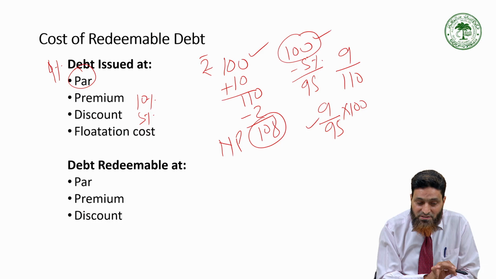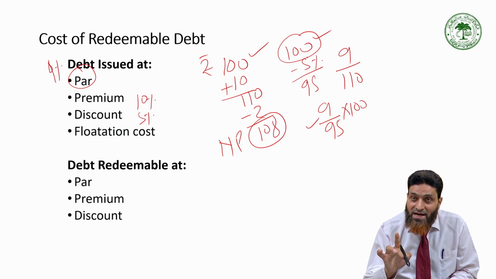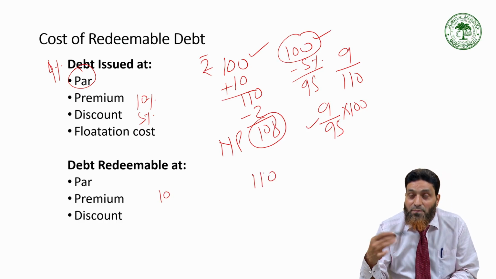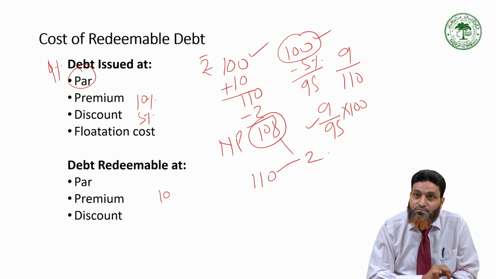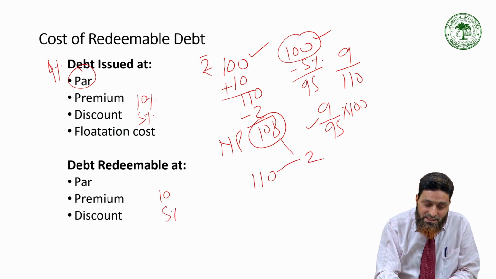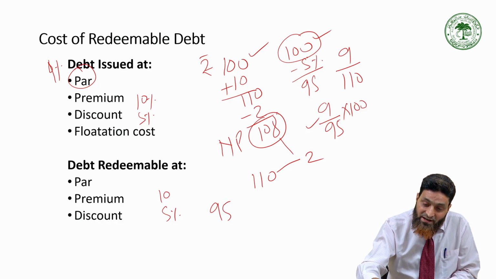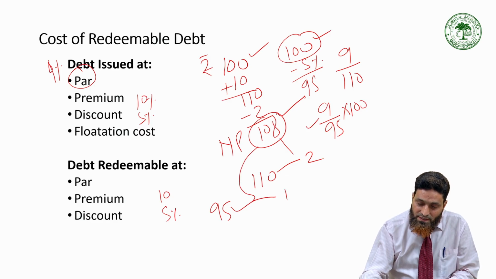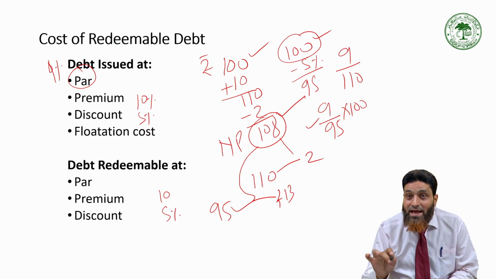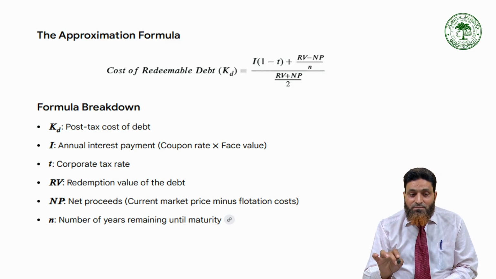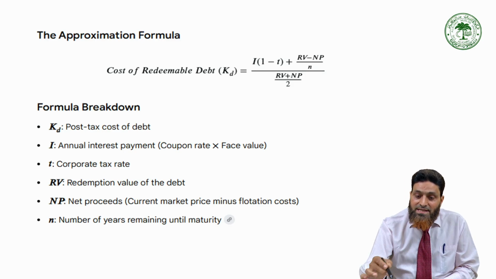What about the condition of redemption? Suppose 108 was received at the time of issue of debenture, but if it is redeemed at 10% premium, it means the company is repaying 110. So there's a loss of rupees 2. But if the company is redeeming at 5% discount, it means 95 is the redemption value at the time of maturity. The company received 108 and is repaying 95. So in this case, you will find there's a gain of 13 rupees. So this gain and loss is important in calculation. So this is the appropriate formula for calculation of cost of redeemable debt.